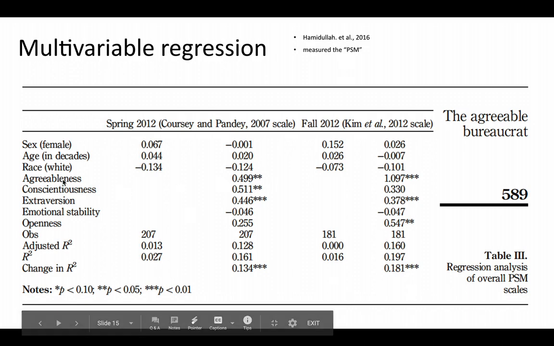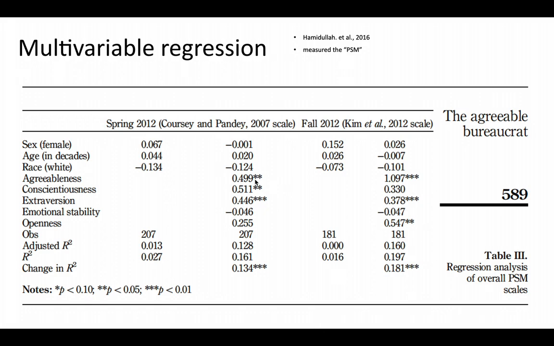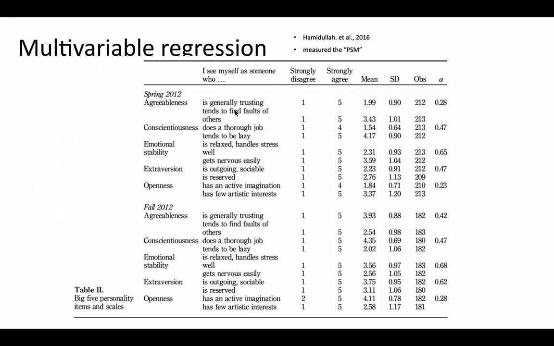Agreeableness, right? So the interpretation, right? So 1 unit change in agreeableness can result in how many units change in public service motivation score? So 0.499, right? So close to 0.5. Okay, so what do we mean by 1 unit change in agreeableness? Now let's go back and look.